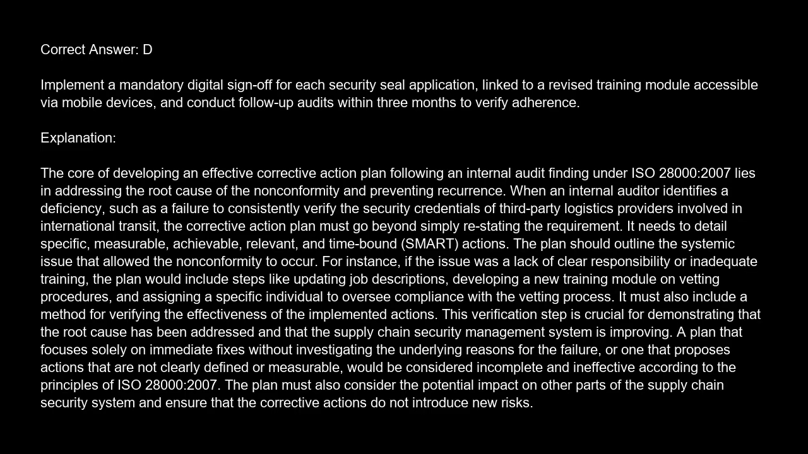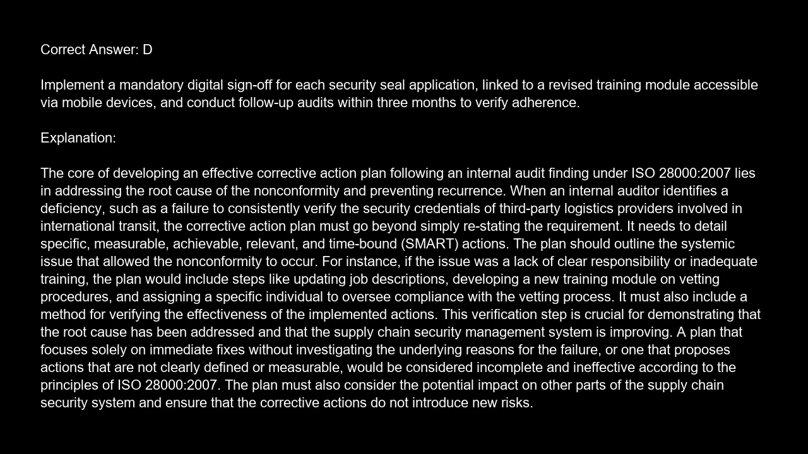Correct answer is D. Implement a mandatory digital sign-off for each security seal application, linked to a revised training module accessible via mobile devices, and conduct follow-up audits within 3 months to verify adherence. Explanation: the core of developing an effective corrective action plan following an internal audit finding under ISO 28000-2007 lies in addressing the root cause of the nonconformity and preventing recurrence.